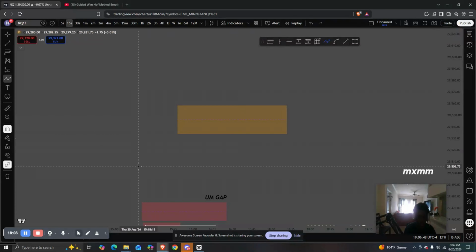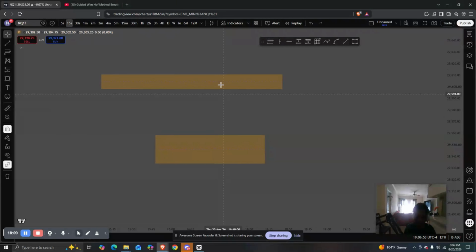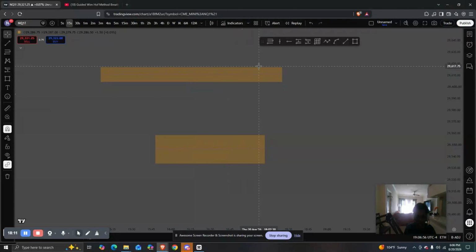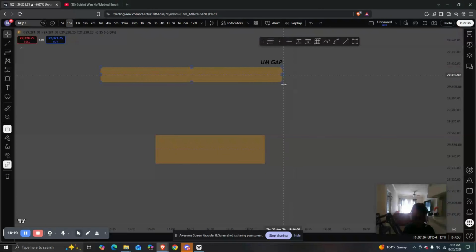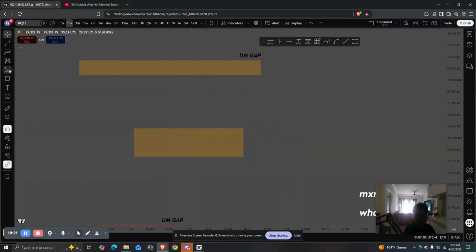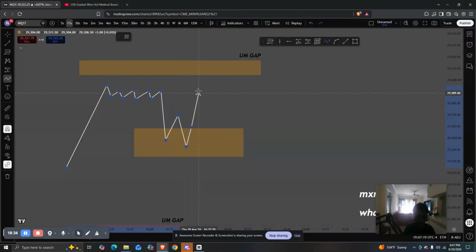Okay, let's put in more conditions. So we have a gap that we want to target. Let's say we have an unmitigated gap that we want to target. And let's say price goes higher, starts to accumulate, manipulates this gap, goes higher, sweeps this gap, and then goes higher, and that's it.